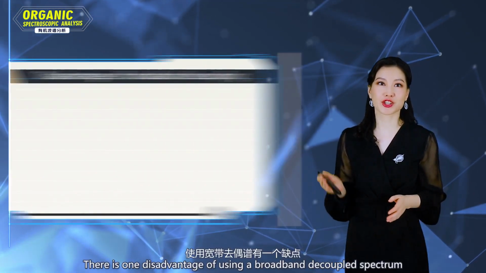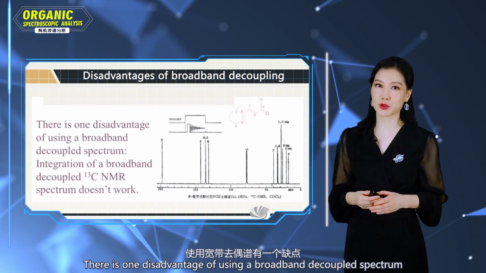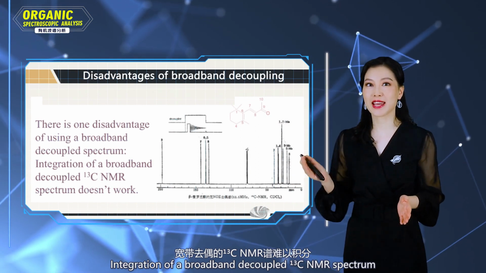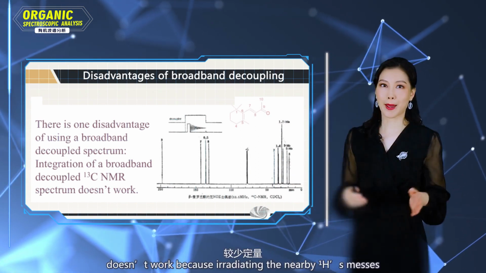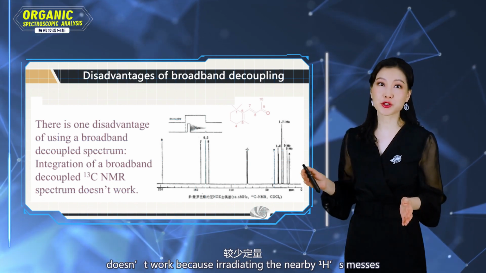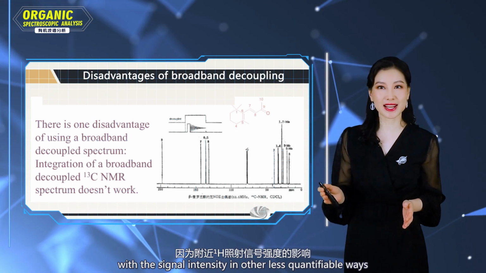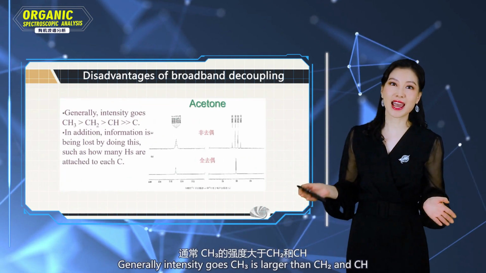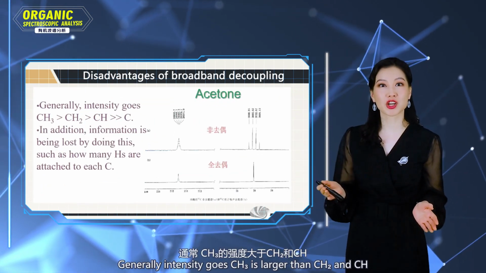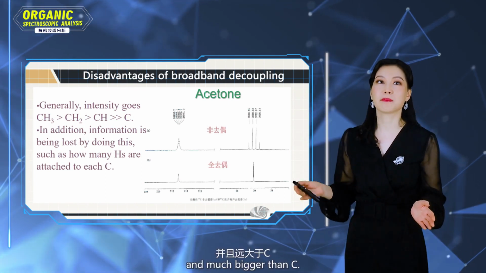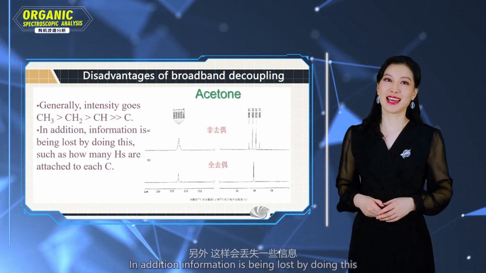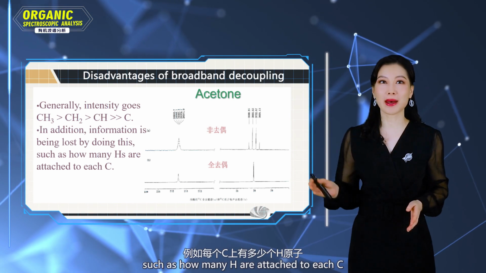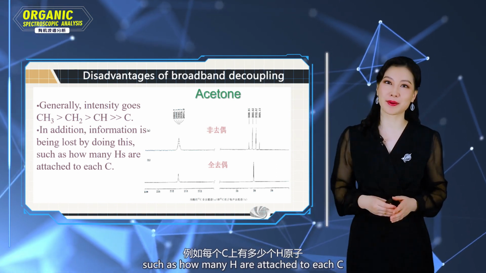There's one disadvantage of using a broadband decoupled spectrum. Integration of a broadband decoupled carbon-13 NMR spectrum doesn't work because irradiating the nearby hydrogens affects the signal intensities in other, less quantifiable ways. Generally, intensity goes: methyl is larger than methylene and CH, and much bigger than quaternary carbon. In addition, information is being lost by doing this, such as how many hydrogens are attached to each carbon.